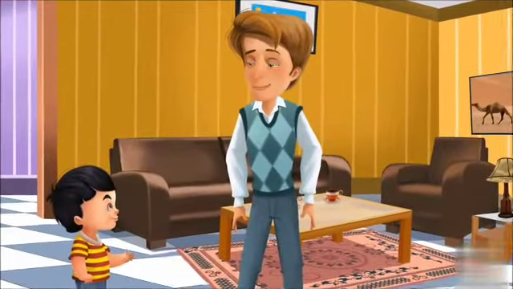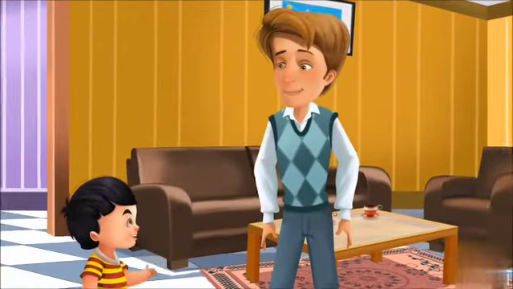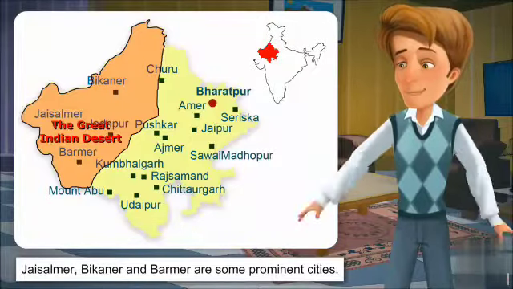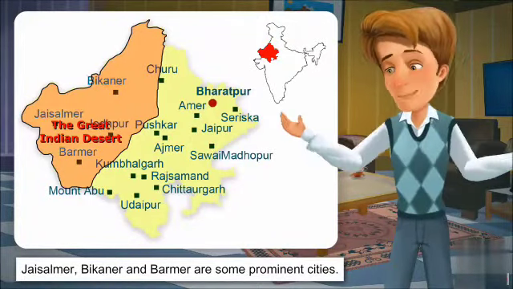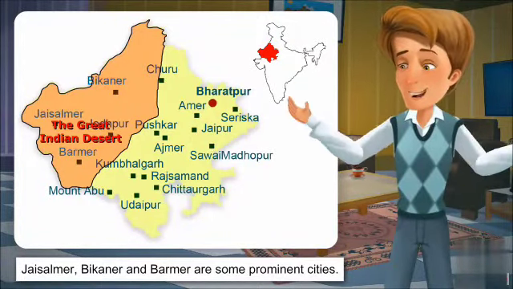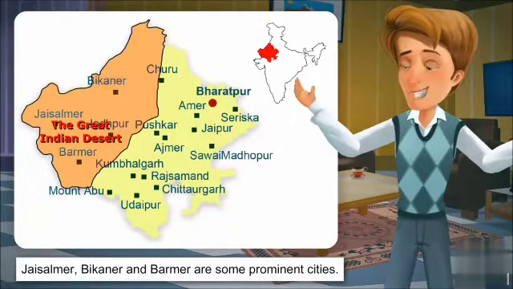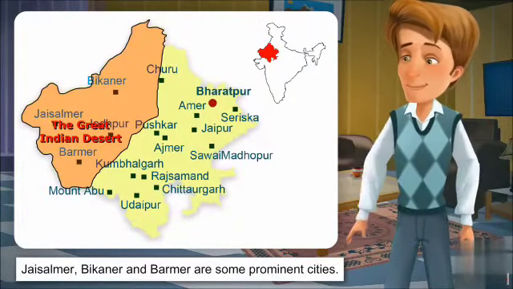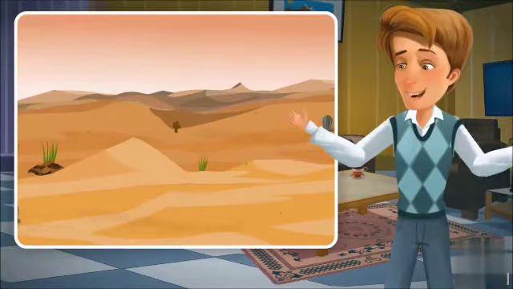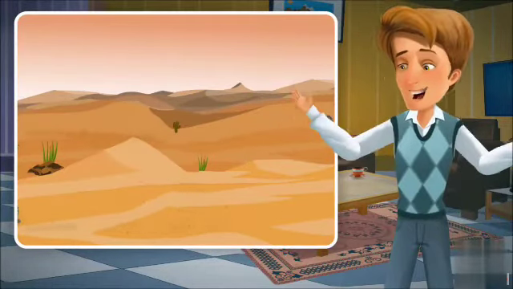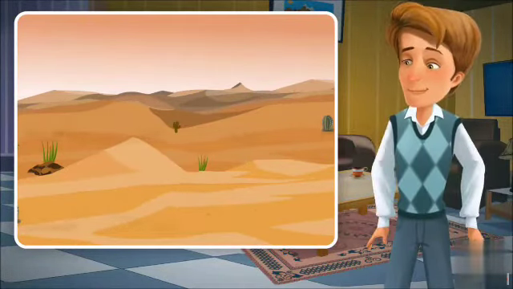Oh, wow! Which are the major cities in this region? Jaisalmer, Bikaner and Barmer are some of the important cities situated in the Thar Desert. The Thar Desert is partly rocky and partly sandy.